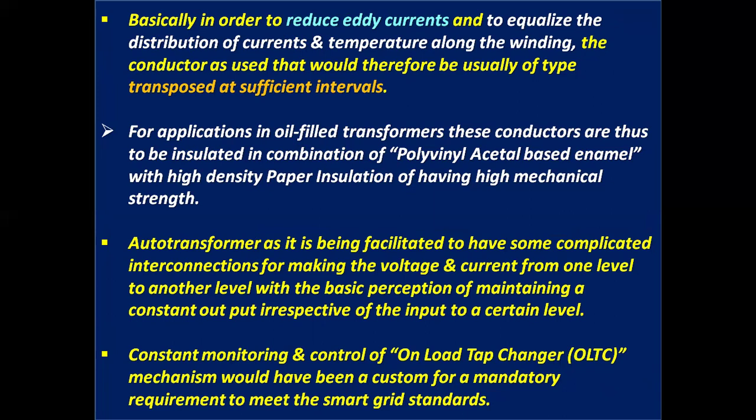Basically, in order to reduce eddy current and to equalize the distribution of currents and temperature along the winding, the conductor used would usually be of the transposed type at sufficient intervals. For applications in oil field transformers, these conductors are insulated with a combination of polyvinyl acetal based enamel and high density paper insulation having high mechanical strength.